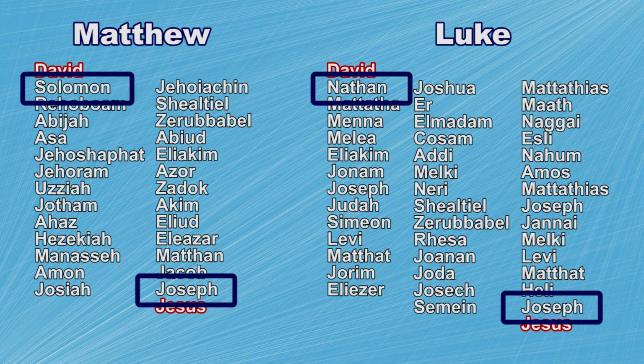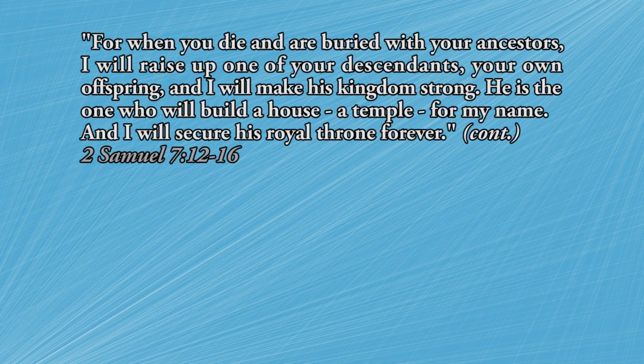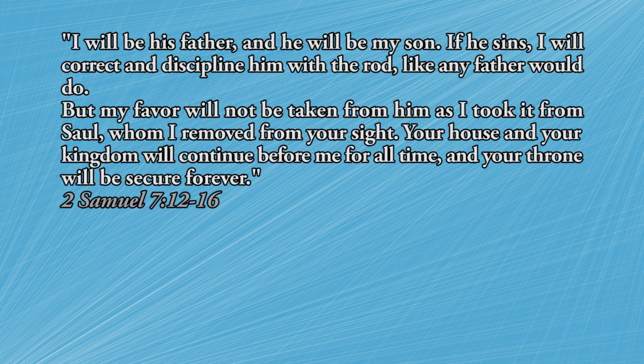The problem gets bigger. David was from the line of Judah, and God told him, "When you die and are buried with your ancestors, I will raise up one of your descendants, your own offspring, and I will make his kingdom strong. He is the one who will build a house, a temple for my name, and I will secure his royal throne forever. I will be his father, and he will be my son. If he sins, I will correct and discipline him with the rod, like any father would do. But my favor will not be taken from him, as I took it from Saul, whom I removed from your sight. Your house and your kingdom will continue before me for all time, and your throne will be secure forever."